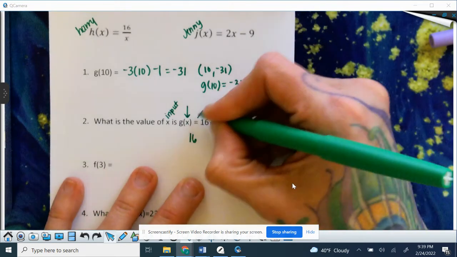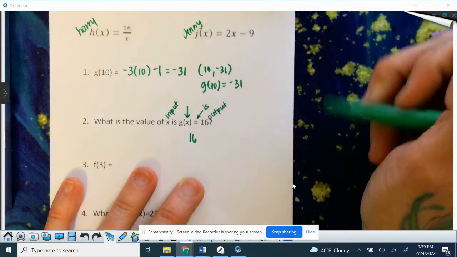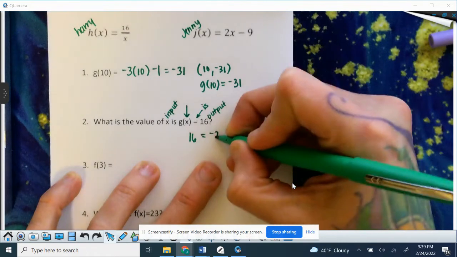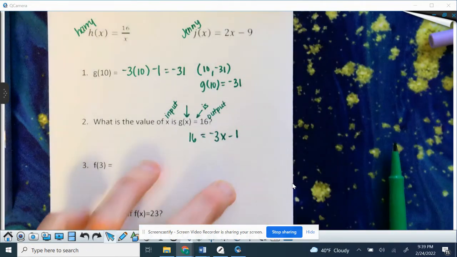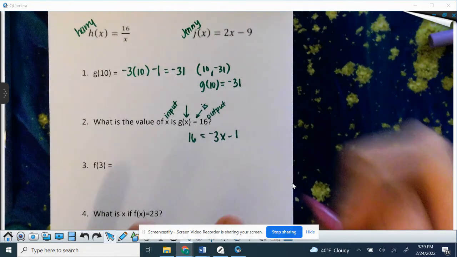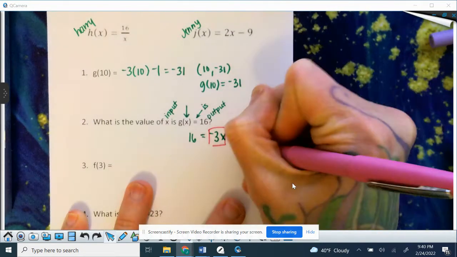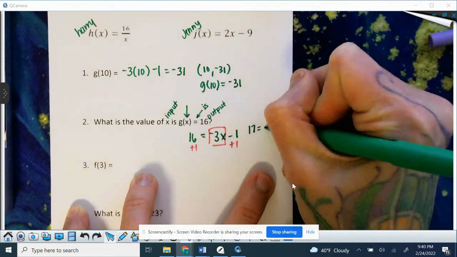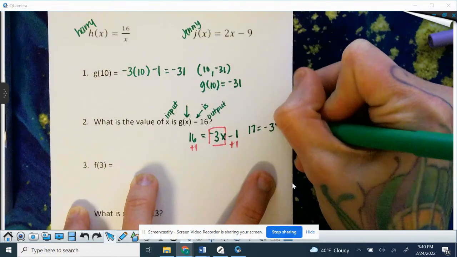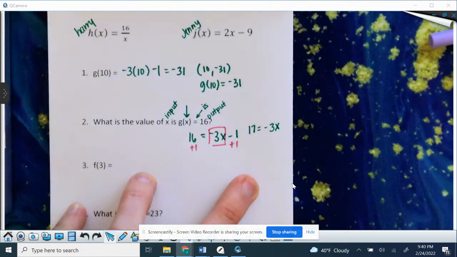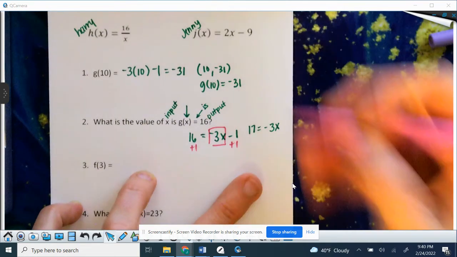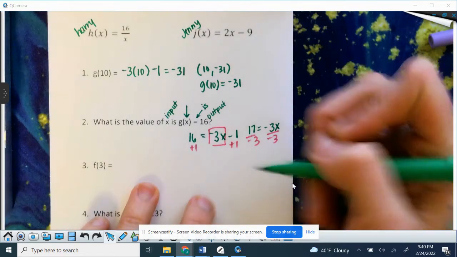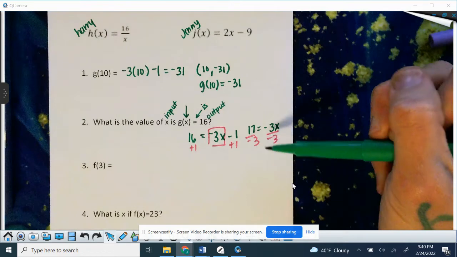If you learn to read this as "is" instead of "equal to," sometimes it makes it stick a little bit better. So g of x is 16. Our Gertrude function was negative 3x minus 1. And now we're just going to solve for x, because the question, again, is what is the value of x if we're given our y value. So we add 1 to both sides, and I end up with 17 equals negative 3x. Then we divide by negative 3 on both sides, because that's multiplication. And so when y is 16, x is going to be 17 over negative 3.